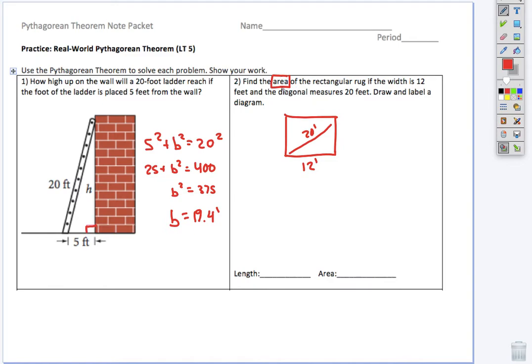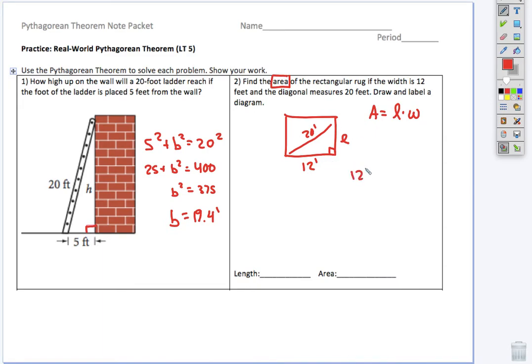Well, ultimately, we want to find the area of this, and in order to find area, we have to do length times width. Well, we already know the width is 12, but we don't know what the length is. The length is right here. And we don't know the length of that yet, right? So that's why we have to use Pythagorean theorem here. We're going to find the length of the rug, which happens to be a leg of this right triangle.